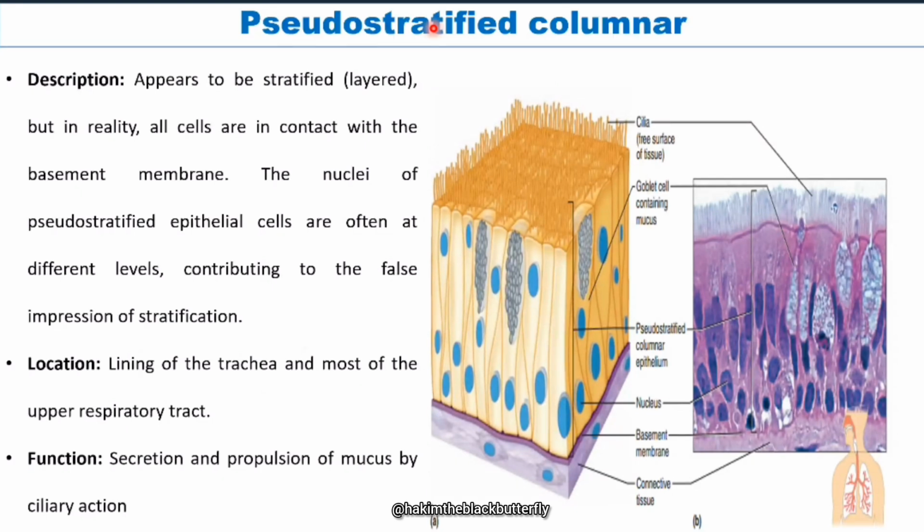Then, at the apical surface, these cells are modified to have cilia, but also between the columnar cells, we have goblet cells that are going to be producing mucus secretions.